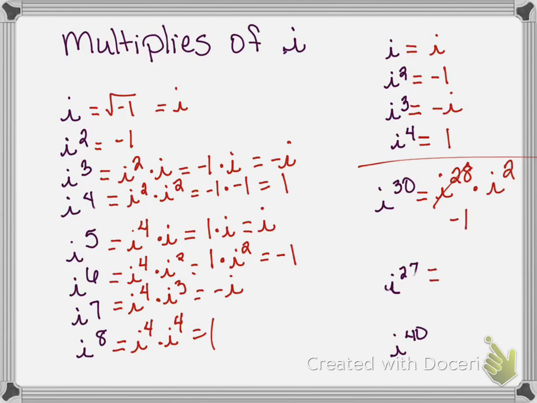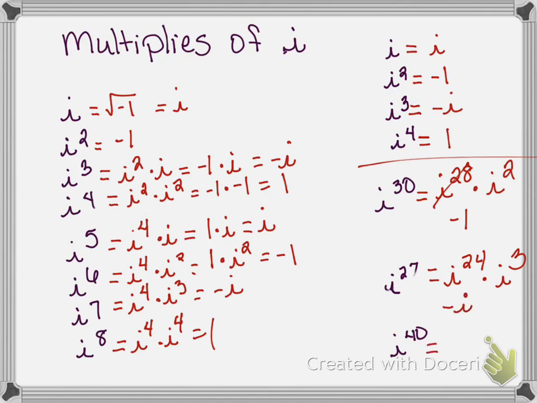Okay. i to the 27th. What's the closest multiple of 4? 24. So I have i to the 24th. And how many do I have left over? 3. i to the 24th, we're done. It's a multiple of 4. So what is it? 1. i to the 3rd is?